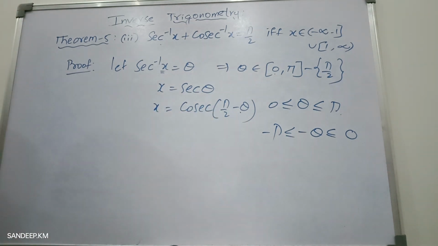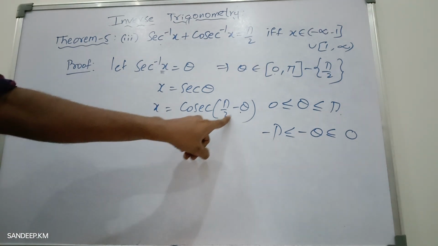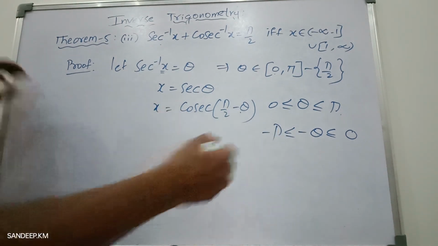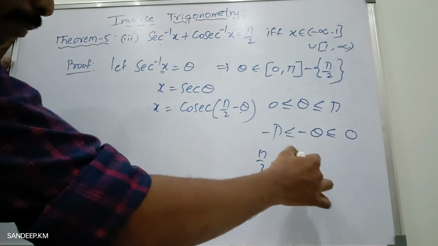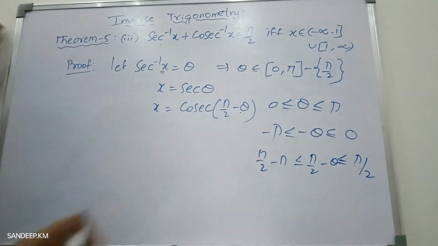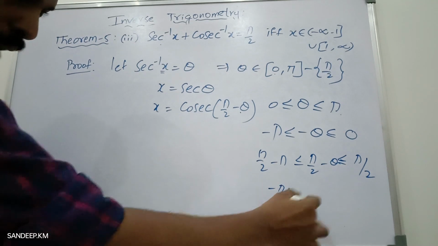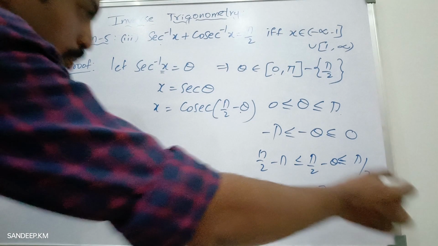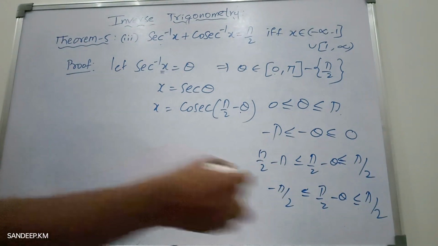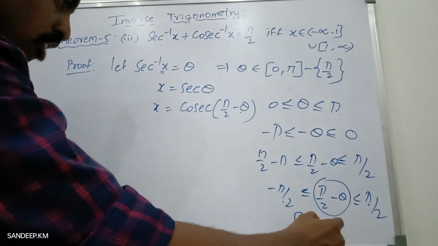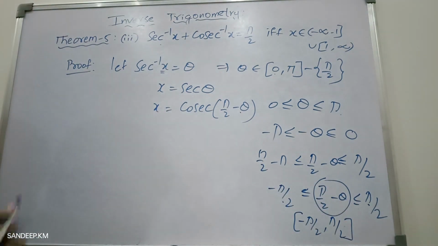Next, 90 is there. Let us add 90. It is 90 minus theta, so we already have minus theta. When I add 90, what will I get? Minus pi by 2 is less than or equal to pi by 2 minus theta, which is less than or equal to pi by 2. So I got 90 minus theta between minus pi by 2 and plus pi by 2. That means it is in the interval of minus 90 and plus 90. Who is this?